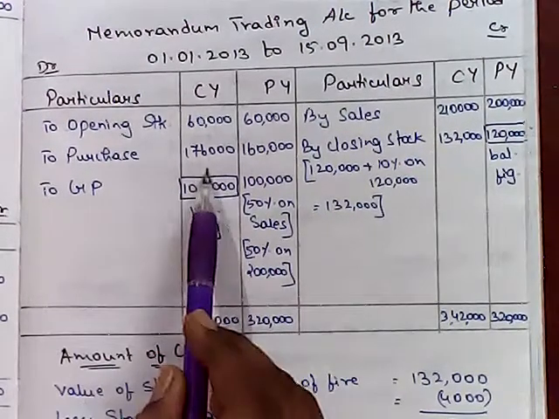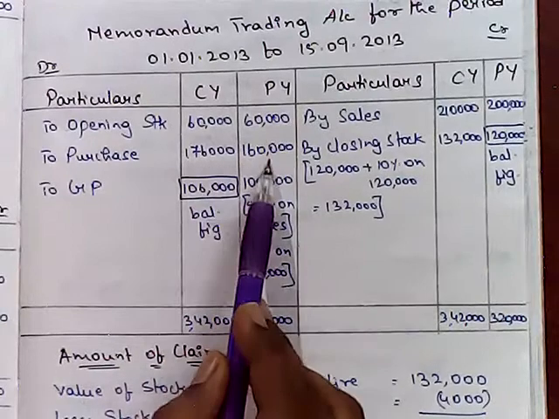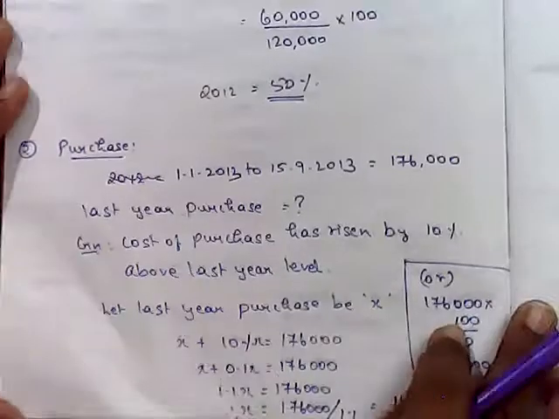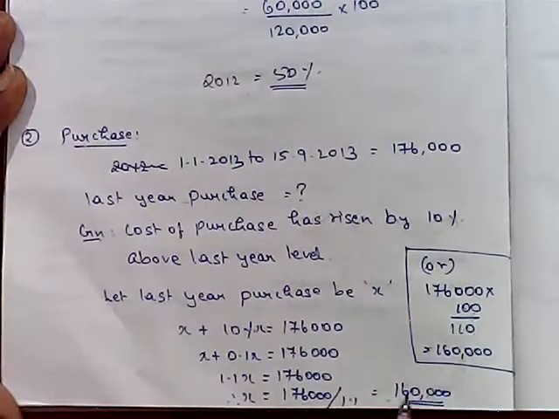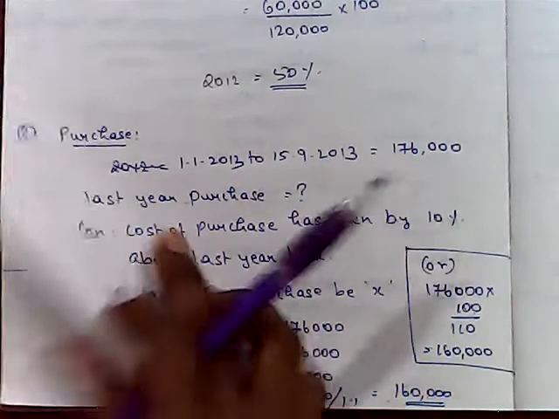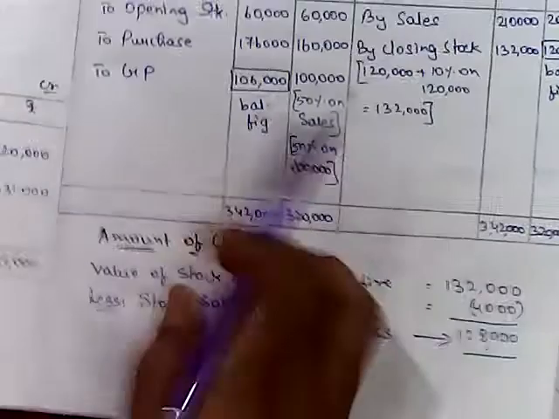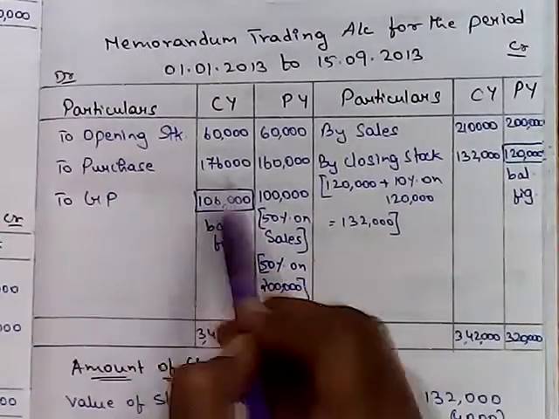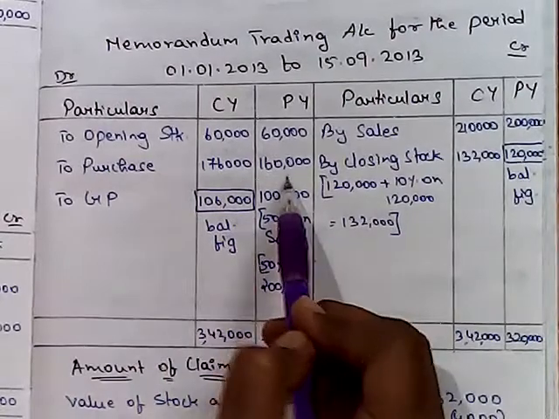To purchase it is 1,76,000 and in the previous year it is 1,60,000. We found these purchases in our workings. Last year's purchase is 1,60,000, and the current year till this date the purchase is 1,76,000. This is what we are writing in this memorandum trading account.